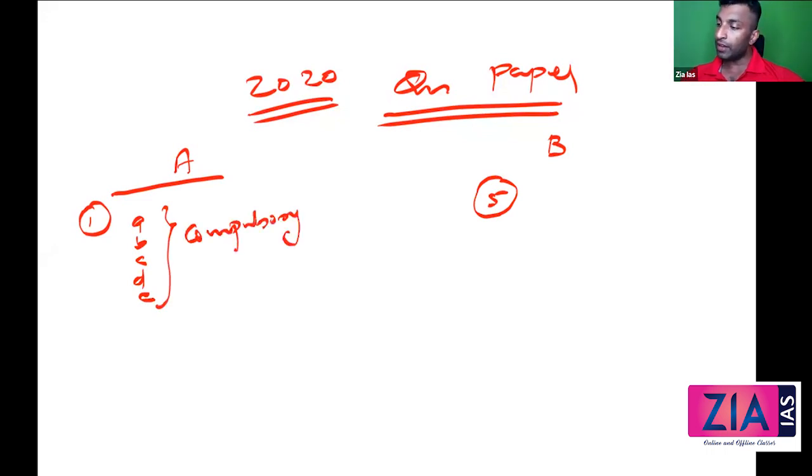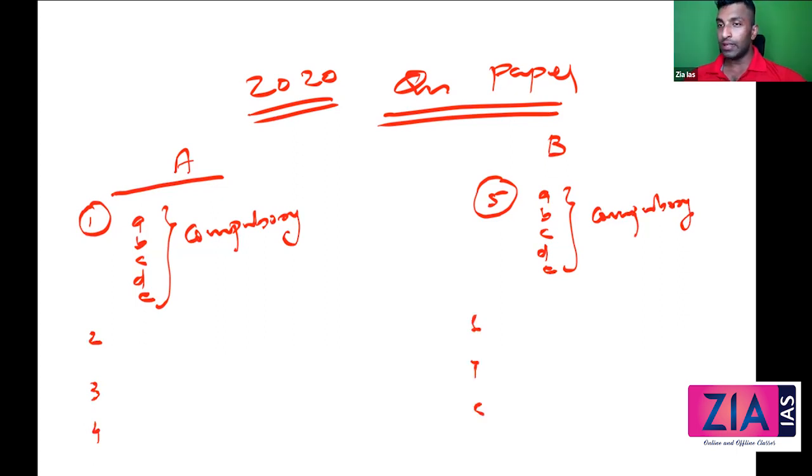And then in 5 also, A, B, C, D, E. These 5 are compulsory. And then you have 2, 3, 4, and 6, 7, 8. So this is compulsory. You don't have any choice. You have to attempt it. So we are not even going to look into that in the beginning. At any cost, we have to attempt. Same is the case with question number 5 as well.